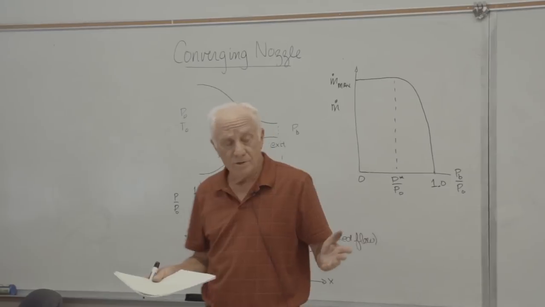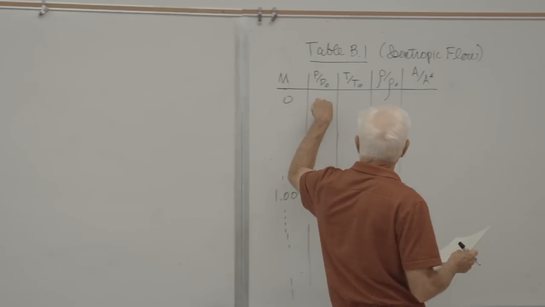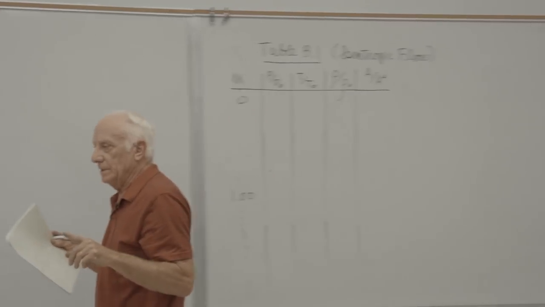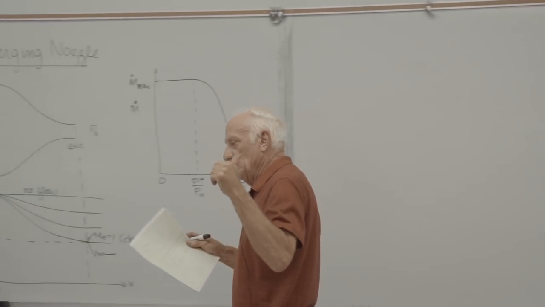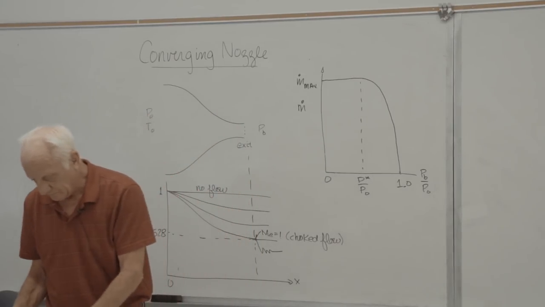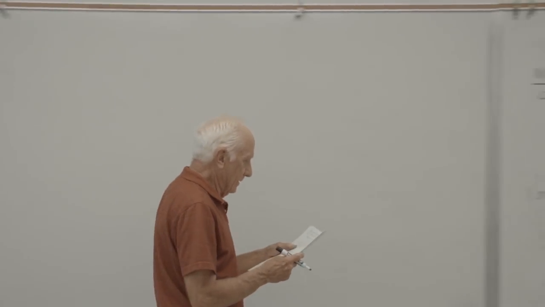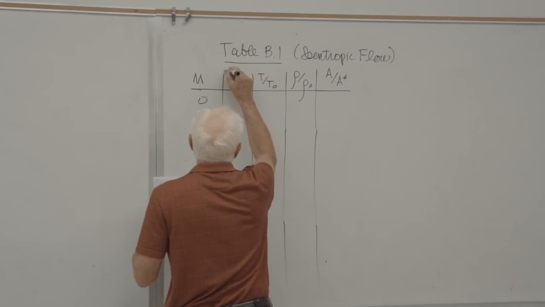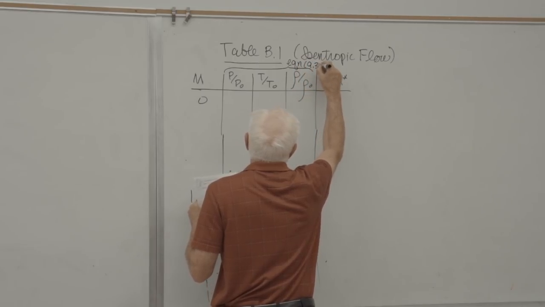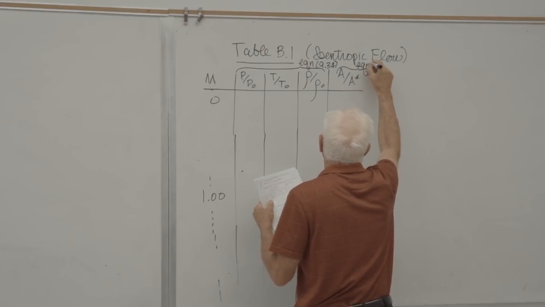Or if you'd rather, you can use the equations. There are equations for all of these things in the textbook: P over P naught, T over T naught, rho over rho naught, A over A star. They're written in terms of the Mach number. So you have equations you can use, or if you'd rather, you can use the table itself. The equations, I'll put them up here. These are equations 9.34, and this one right here is equation 9.35.